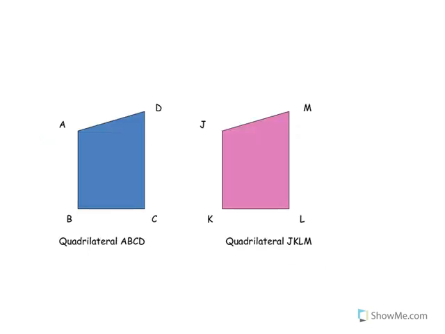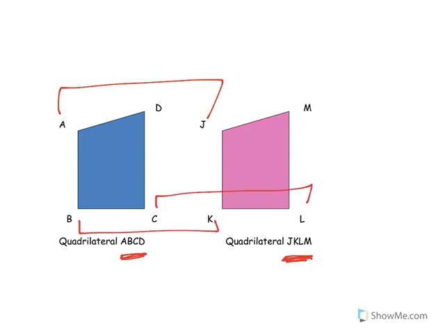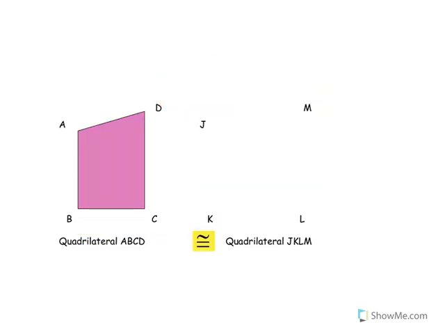Okay, and here is another figure. It happens to be a trapezoid, or a quadrilateral. See that quadrilateral ABCD is compared to quadrilateral JKLM. So the order in which it is written is important. We're comparing A to J, B to K, C to L, and D to M. So here we're saying that quadrilateral ABCD is congruent to quadrilateral JKLM.